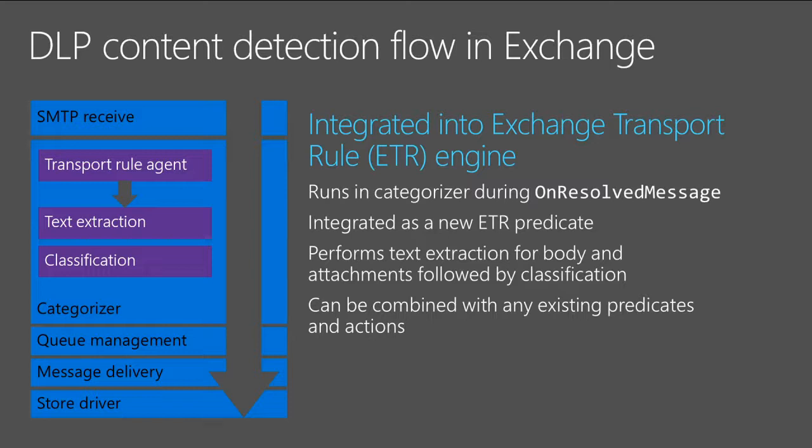There are two main stages in most DLP processing. The first stage is actually taking the content, and if you have any attachments, doing what we call text extraction.